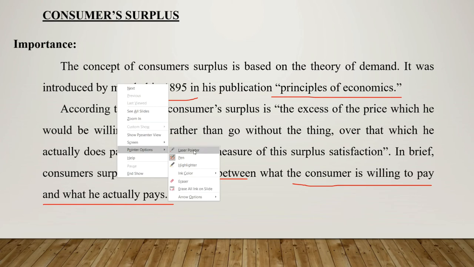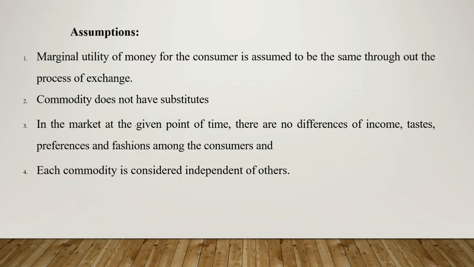Next, what are the assumptions of consumer surplus? That is, marginal utility is the same, or constant, or does not change. The commodity does not have substitutes. Suppose tea is a substitute for coffee, whereas wheat is a substitute for rice, like that.